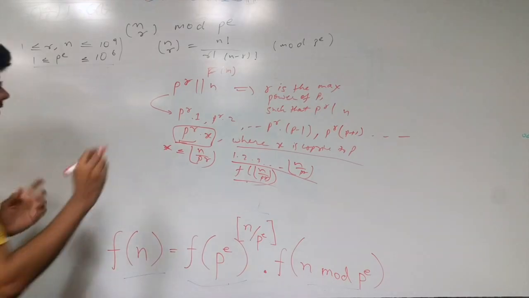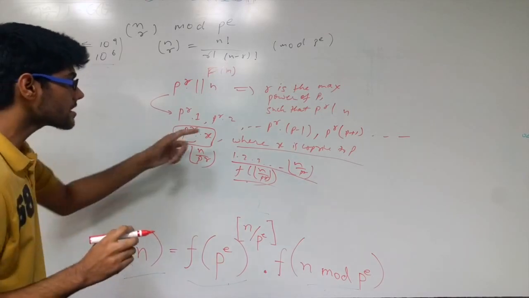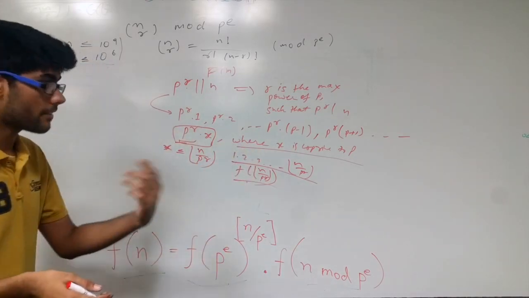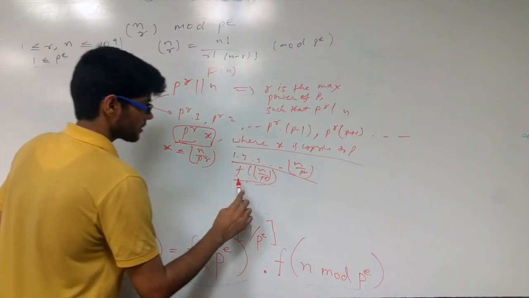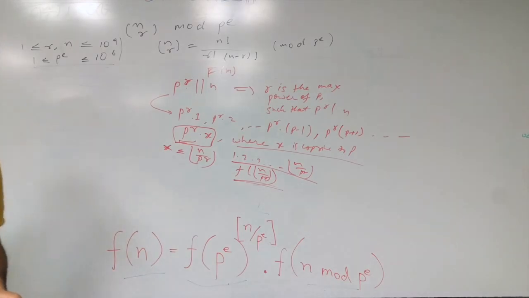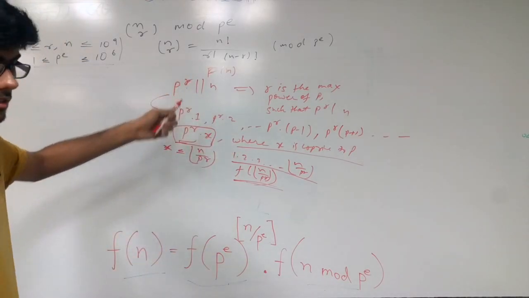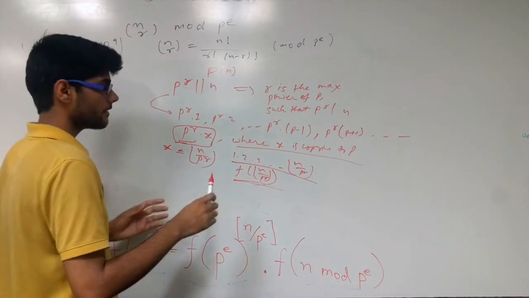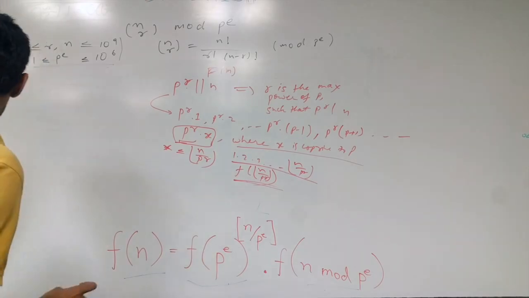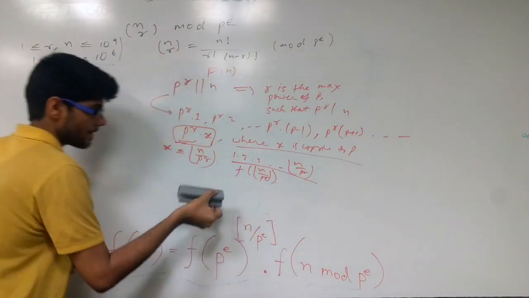So for one particular R, we found that the product contributed by the numbers of the form P to the R into X, such that R is the maximum power which divides the number, is f of n by P to the R. For all such R this is true. So we divide the range 1 to n according to the R of that number, find the contribution for all such groups and then multiply them. For one such group the contribution to the product is f of n by P to the R.